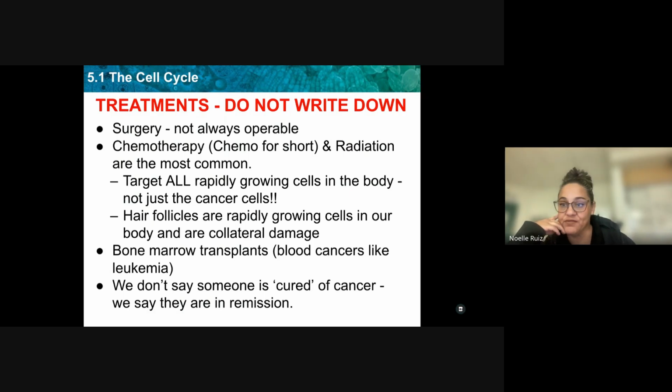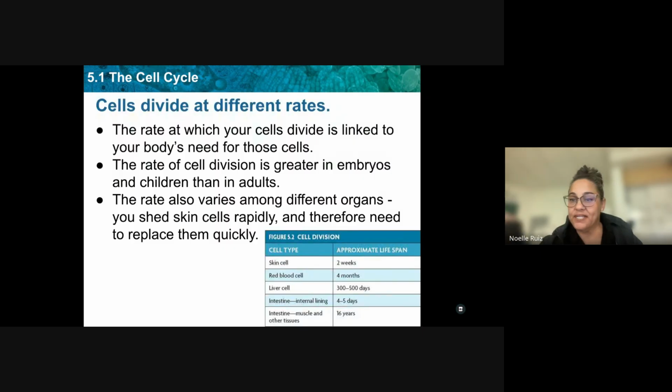Bone marrow transplants for certain types of cancer are a thing. Certain types of leukemia can be treated with bone marrow transplants. And we never say somebody is cured of cancer. We say they go into remission because it can always come back, unfortunately. All right, back to the notes. 2 more slides. Like I said, these slides are pretty short.